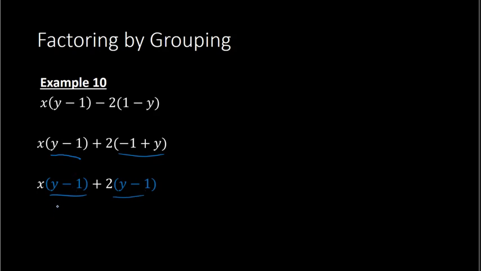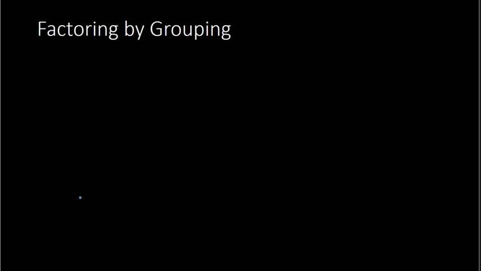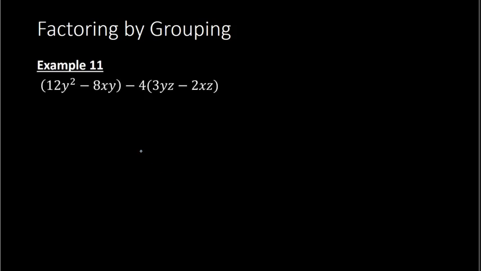So what I can do is I can factor that y minus 1 out. I'm left with, in parentheses, an x and a plus 2. So what I have is y minus 1 times x plus 2. And that is my factored form of the original expression. Now there may be times when you need to factor out a greatest common factor first before you start doing things. So for example, you have 12y squared minus 8xy minus 4 times 3yz minus 2xz.